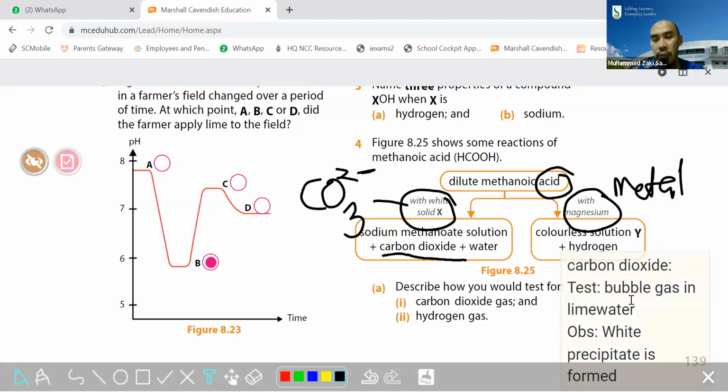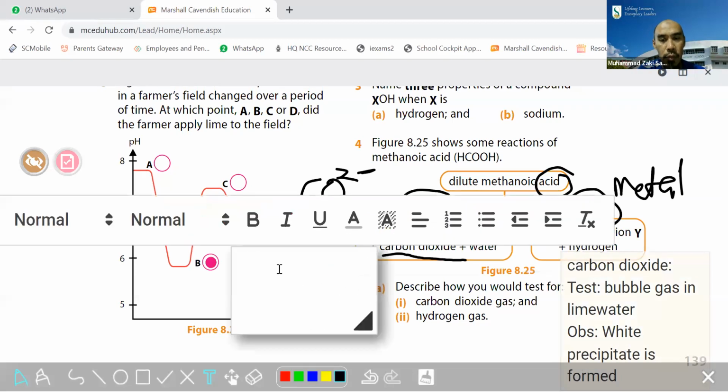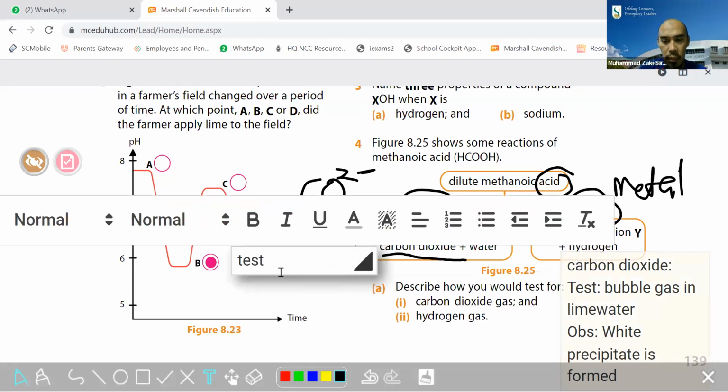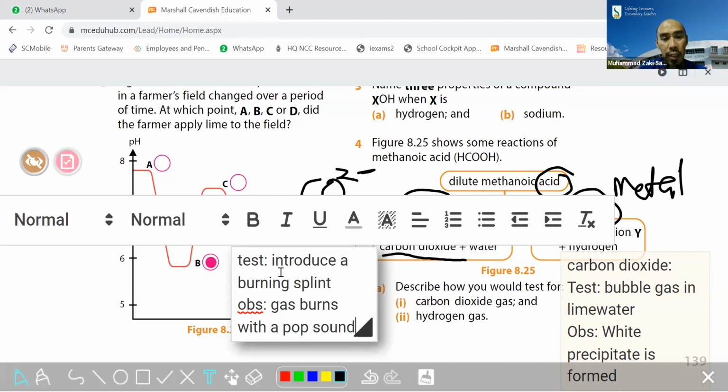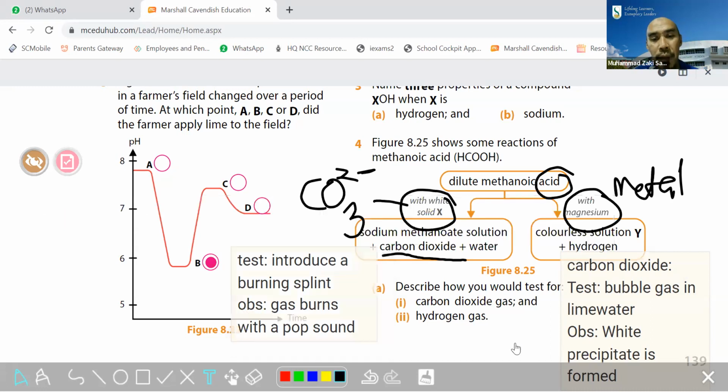So how to test for hydrogen gas? You need to introduce a burning splint, and the observation is the gas burns with a pop sound. It is a burning process actually. The pop you hear is actually a small explosion. So this is a very quick review. Any questions?